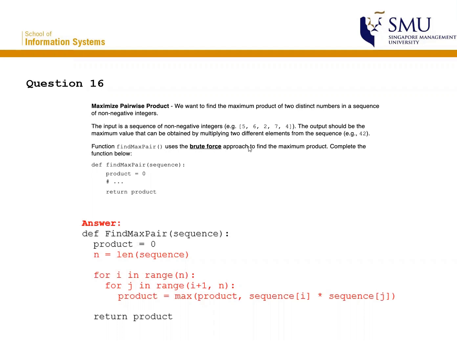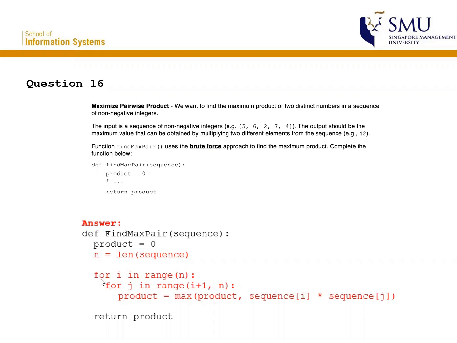The key requirement of the problem is that you have to use the brute force approach to find the maximum product, which basically means you have to traverse all the possible pairs of distinct numbers in a sequence. So the answer is to use two layers of for loops.